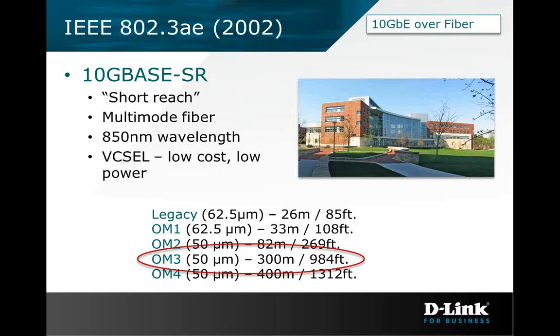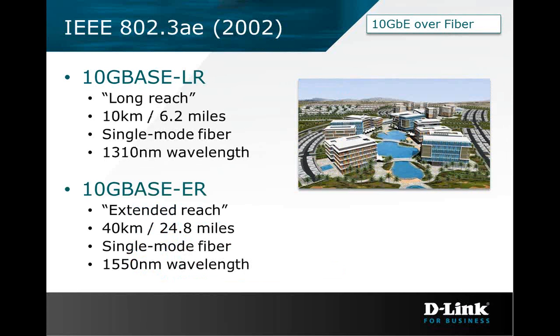So there I'm circling the most common application that we see today on OM3. Remember that, about 1,000 feet. So here is single mode. This is longer distance, and of course it's going to be more expensive. There's 10G base LR and 10G base ER. LR, I think of that as long reach or long range. ER, extended reach. With 10G base LR, we've shifted wavelengths now.